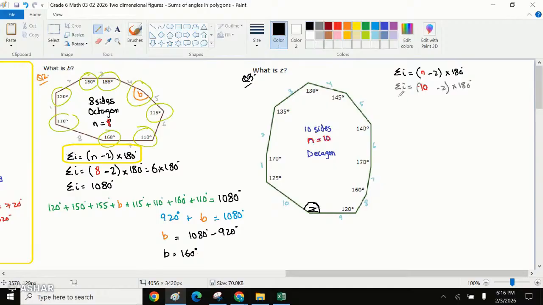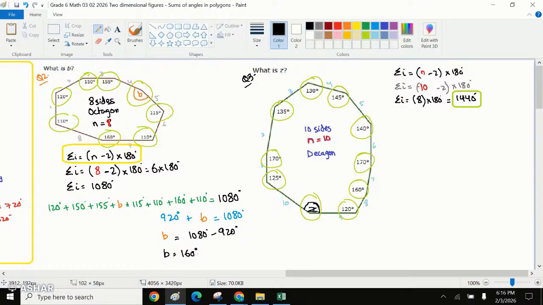So that means the sum of interior angles comes out to be 10 minus 2 is 8 into 180, right? So what is 8 multiplied by 180? It comes out to be 1440. That means when we add all these angles together, first angle, second, third, fourth, fifth, sixth, seventh, eighth, ninth, and the 10th, when we add all 10 angles together, their total should be 1440, right? So let's add them together.